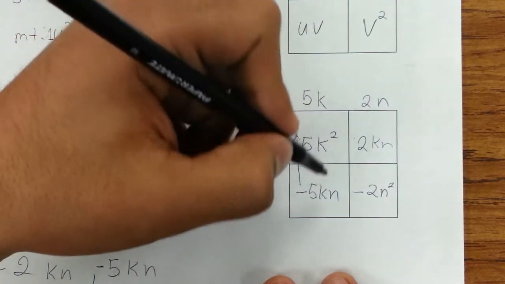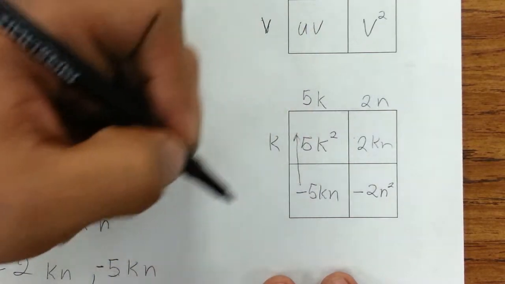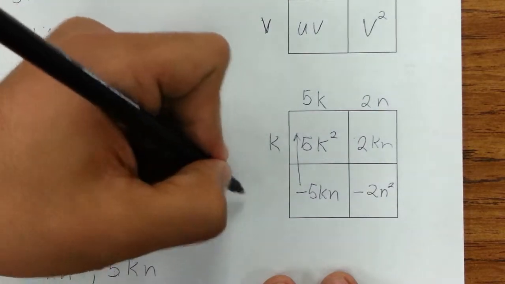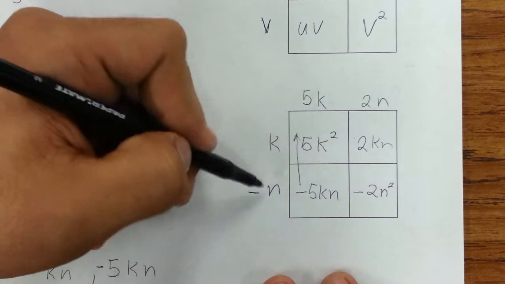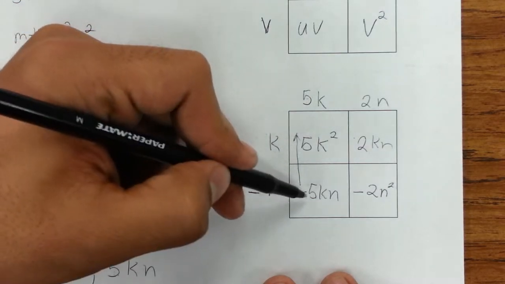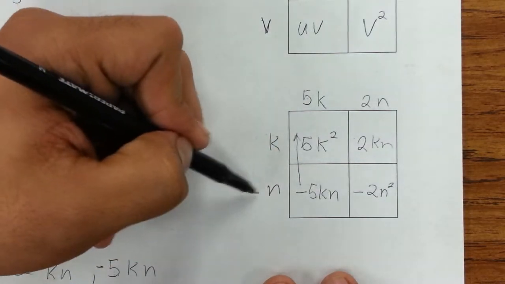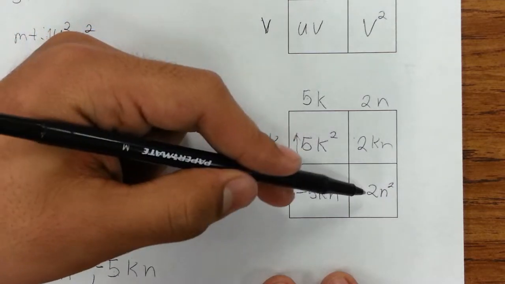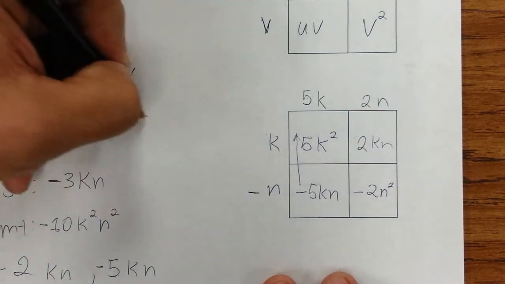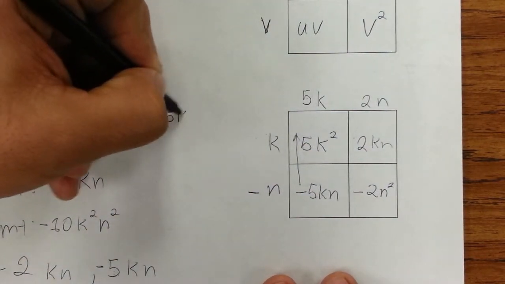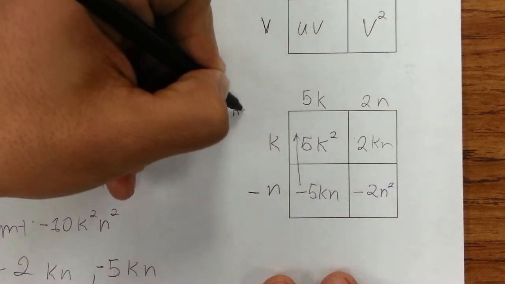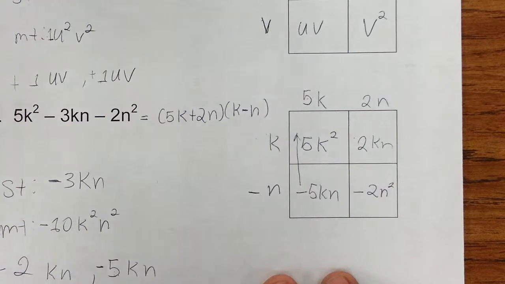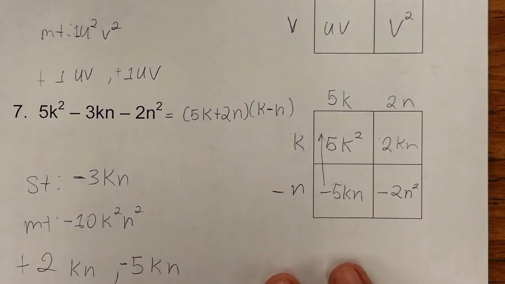And then 5k times what would give me negative 5kn? Well, I'm going to need a negative, and I'm still missing the n, so the negative n times 5k would give me negative 5kn. And if you notice, negative n times 2n would give me the negative 2n squared I need. So factored form of this would be 5k plus 2n times k minus n. So if you notice, box and blocks still works for factoring even if we have more than one variable.